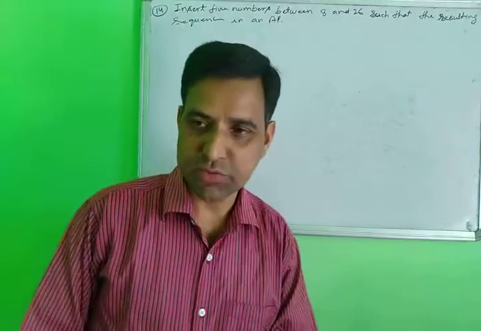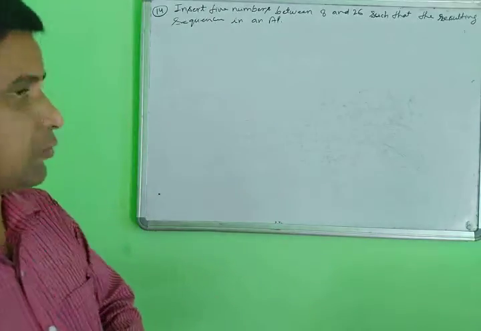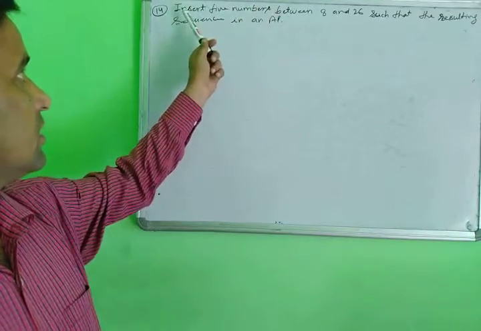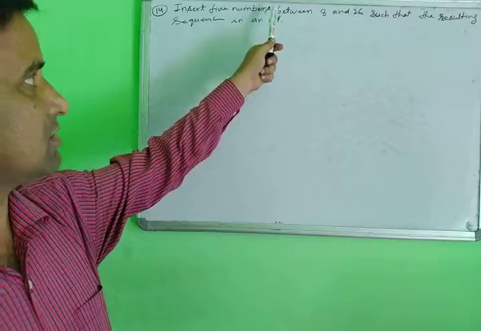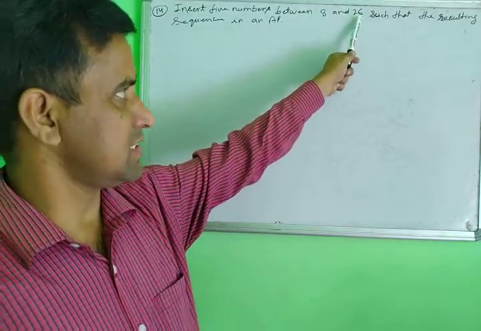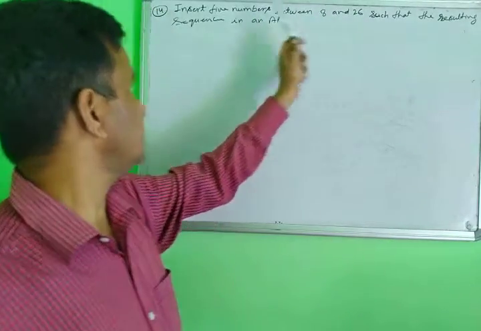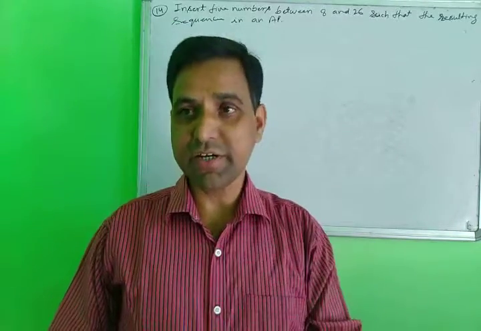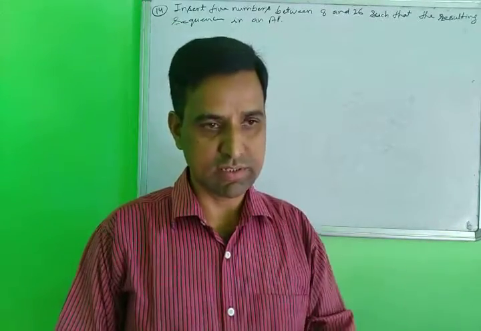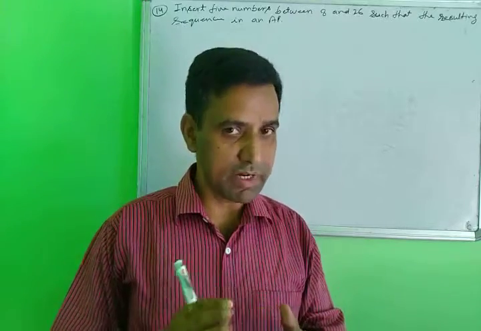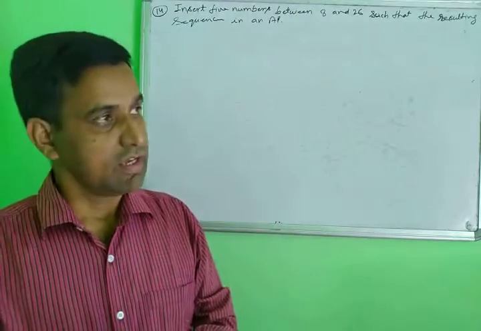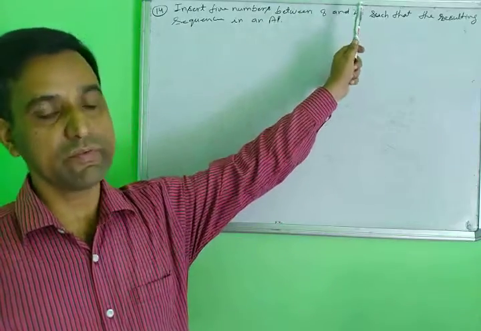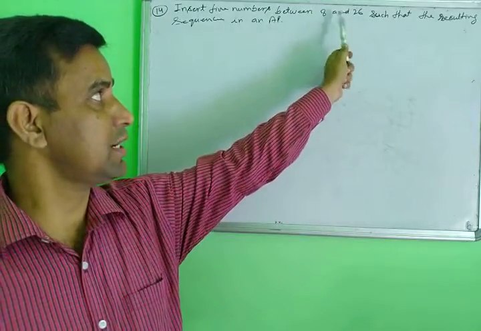Yes, then next question, I am taking question number 14. Question 14: insert 5 numbers between 8 and 26 such that the resulting sequence is an AP. This is a completely different type of question from the previous questions. In this question, you will insert the 5 numbers between 8 and 26.